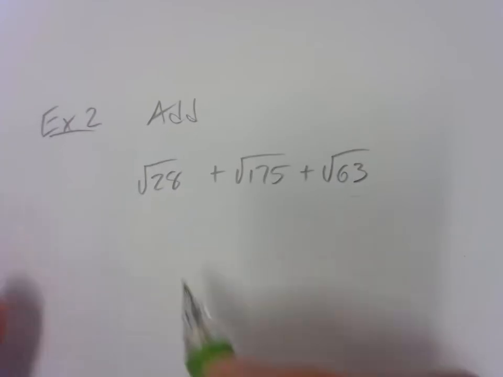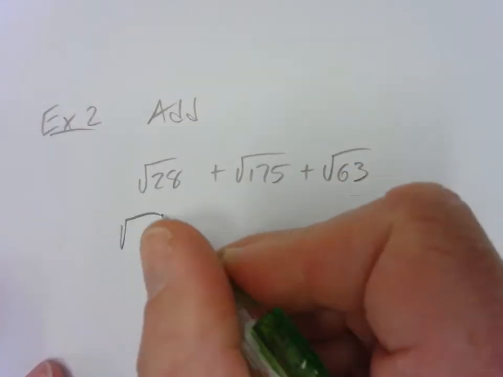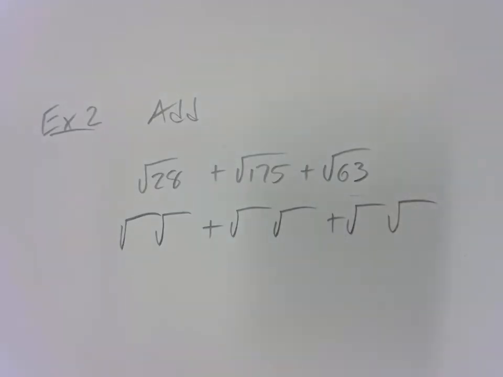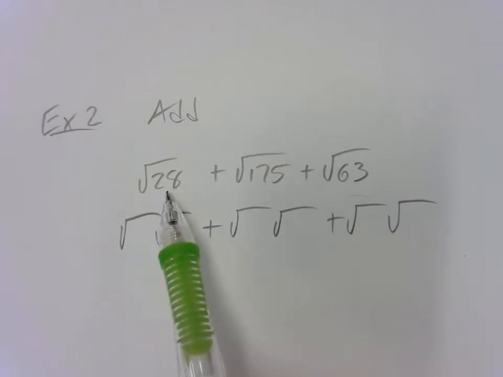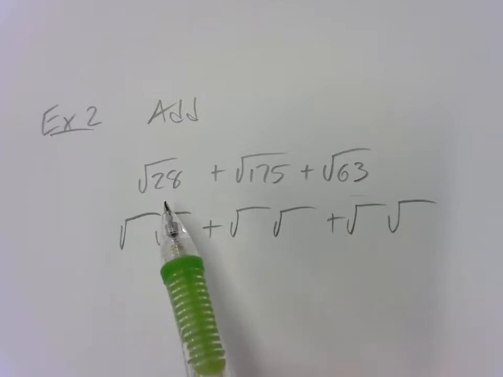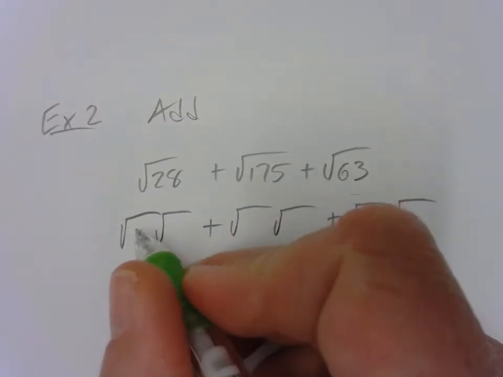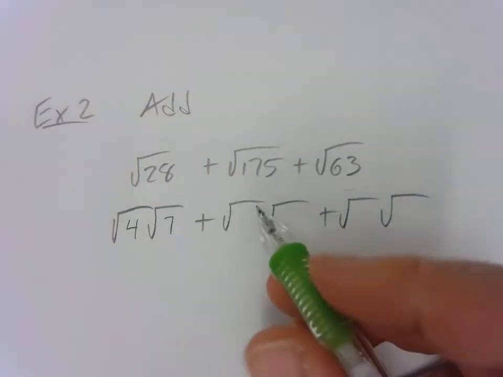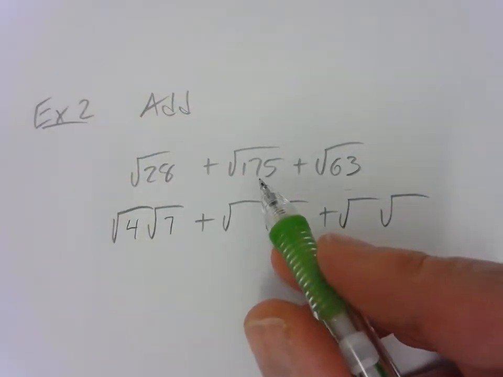So how am I going to do that? I'm going to do square root plus square root plus square root. I'm going to go to simplest radical form. By simplest radical form, we take out the perfect square that lives inside of 28. So what perfect square lives inside of 28? Well, it doesn't take too long to figure out that it'd be 4. 4 times 7. So 7 is the factor that you can't take the square root of, and 4 is the factor that you can. Then we're going to go to 175.